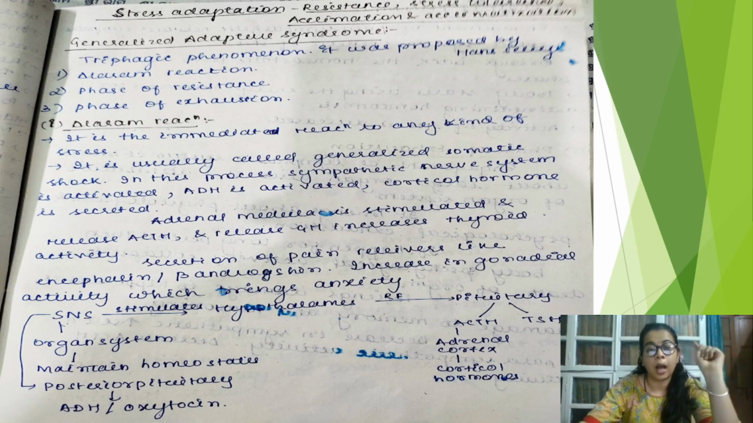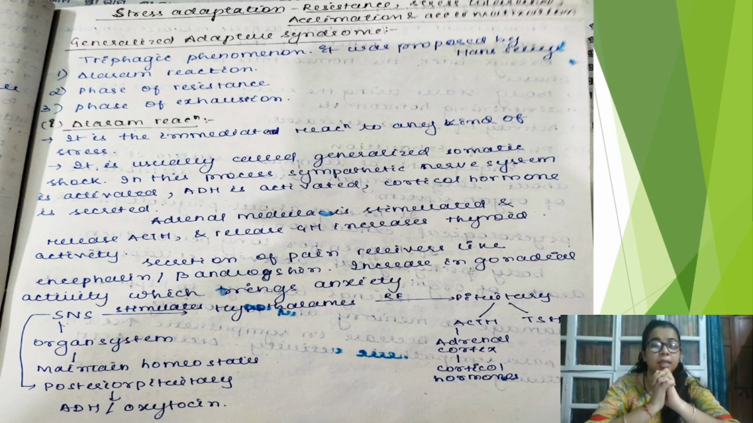How the sympathetic nervous system will be activated and how it will activate other hormones like ADH, cortisol, and other hormones, and as a result growth hormone, pituitary stimulants, everything will be activated, due to which the pain reliever hormones, as I told you in the first part, that is the enkephalin and beta endorphin, will be released, which will cause us anxiety. If you are under stress, what causes anxiety? This is the reason, and that is known as alarm reaction.